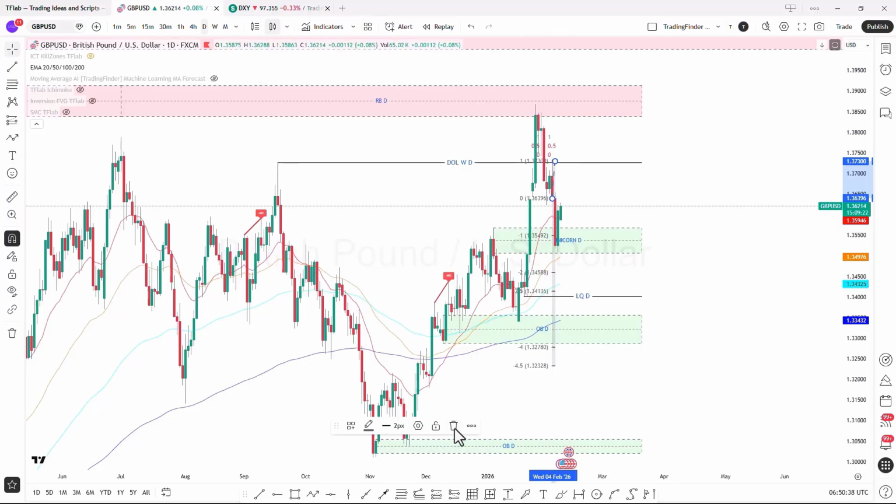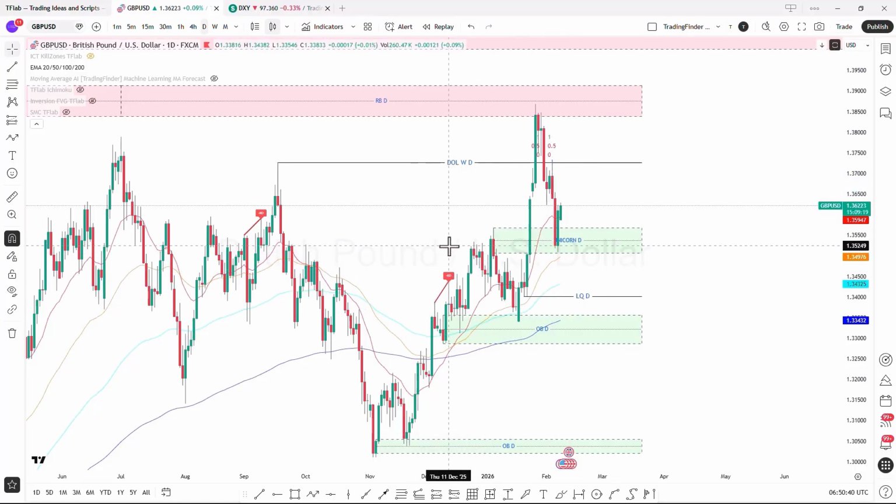Also, considering fundamental factors, the weakening of the pound, and central bank decisions, it will likely have a pullback, but the price could move downward.